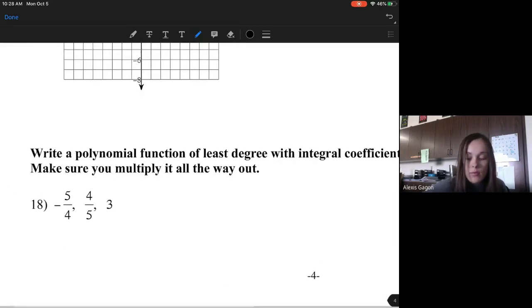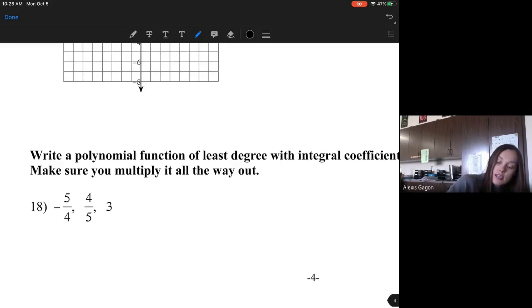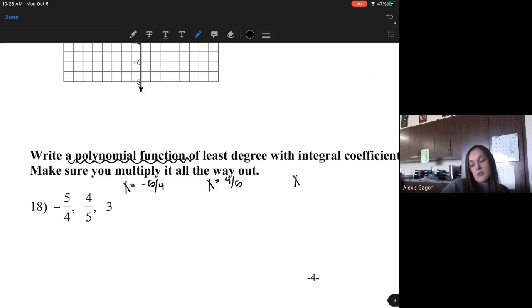So we want to write a polynomial function given these zeros here. To do that, I'm just going to set each of these zeros equal to x. So I have x equals negative 5/4, x equals 4/5, and x equals 3. To get these back, we need to set these equal to 0. We need to somehow manipulate this so that it's equal to 0.